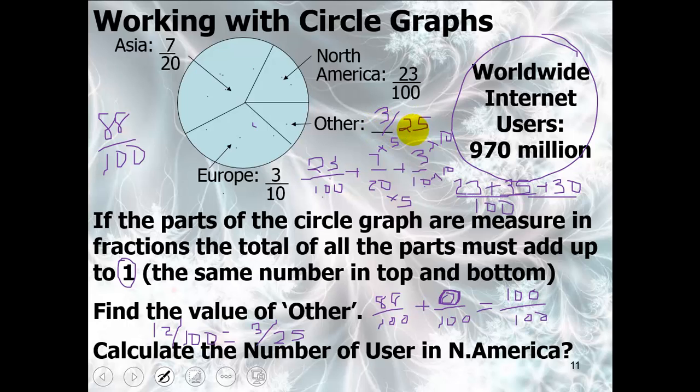The next question it asks is, calculate the number of users in North America. So you might want to get a calculator out for this. How you do this is you take your total population, which is 970 million. So that means you write 970, and then you have to write 6 more zeros after it, times 23 out of 100. I'm going to use my calculator to find that number. So I get 970,000,000 times 23 divided by 100 equals.